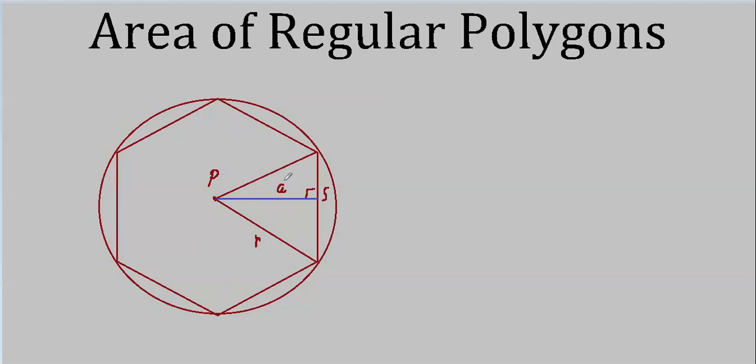Well, if we're given A, S, and R, we'll just start that way. We don't really need R right now. If we were given A and S, well, what's the formula for a triangle? This A is an altitude for this triangle. For a regular polygon, this is called the apothem.